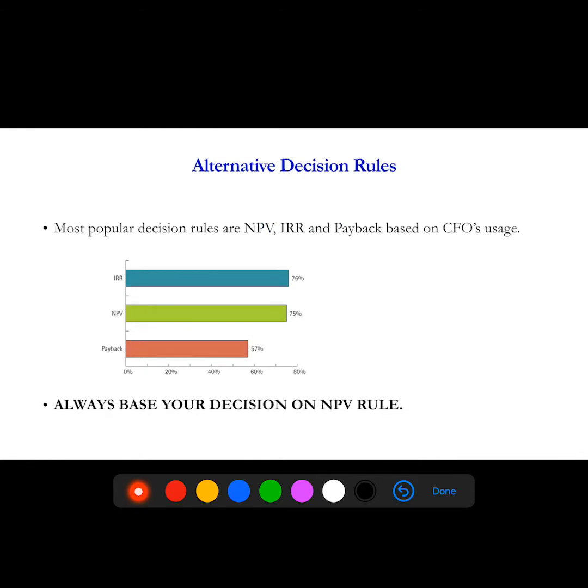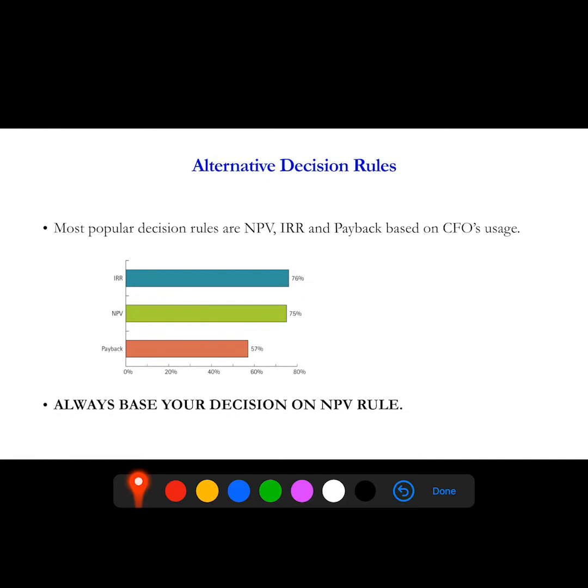Okay, this graph here shows the result of a survey by Graham and Harvey in 2001. This graph shows the most popular decision rules used by chief financial officers in US companies. So as you can see, there are other decision rules. For example, IRR is more popular than the NPV rule, and then we also have another decision rule, which is the payback rule.